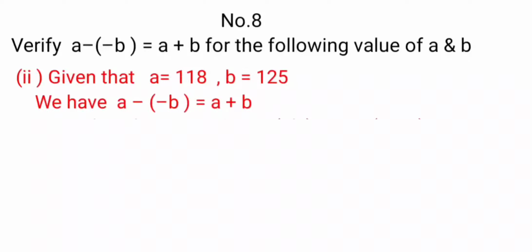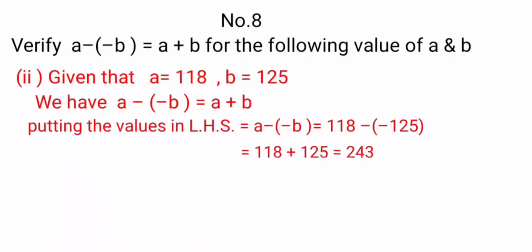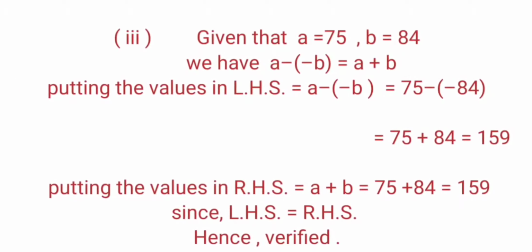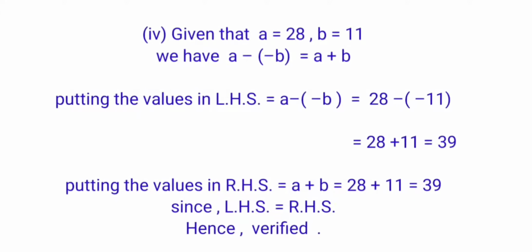Similarly, second bit, a equal to 118 and b equal to 125. Left hand side value is 118 minus of minus 125. So the value is 243, and in the right hand side also 243. Hence it is proved. Third bit, a equal to 75 and b equal to 84. Left hand side value, when you put the respective values of a and b, 75 minus of minus 84 equal to 159, and in the right hand side a plus b. So 75 plus 84 is 159.